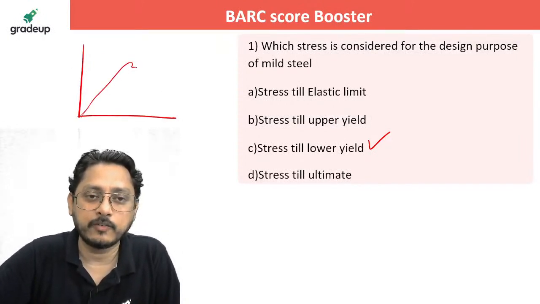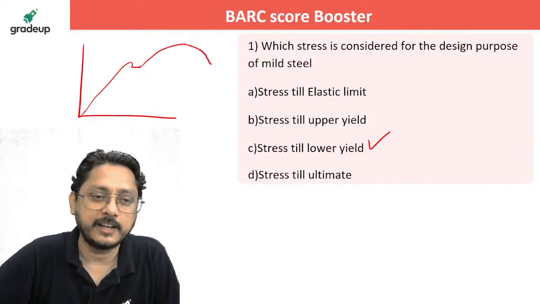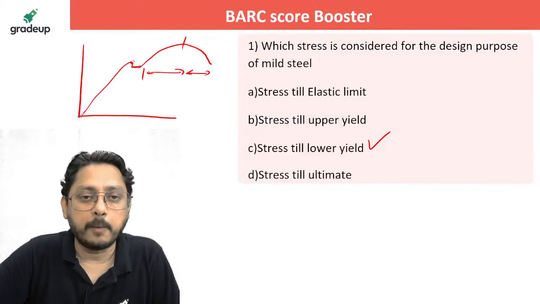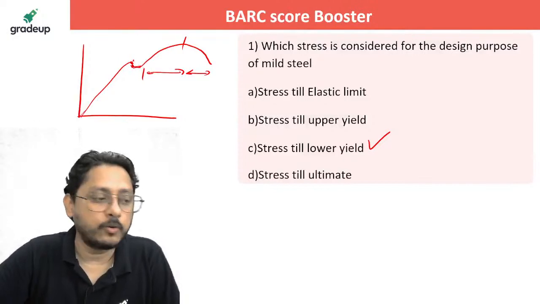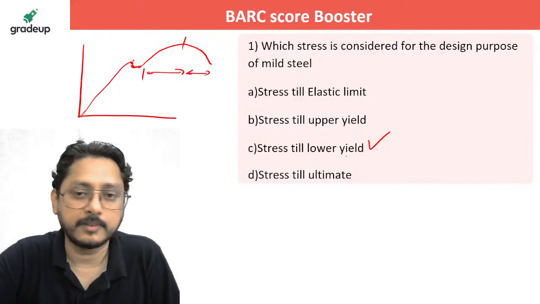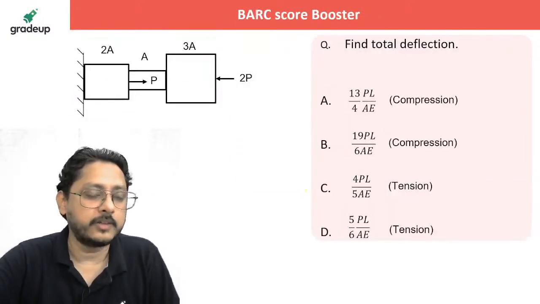Upper yield, then you have lower yield, then plastic zone, then strain hardening, then necking. You all know that. So those upper and lower yield, two points you have here. The lower yield point will be considered for design purposes. Absolutely correct. Find the total deflection here.